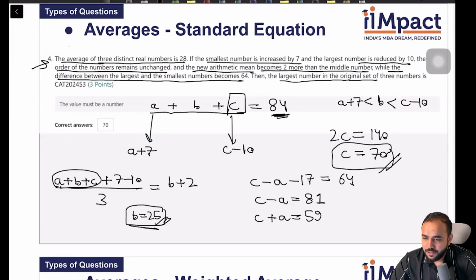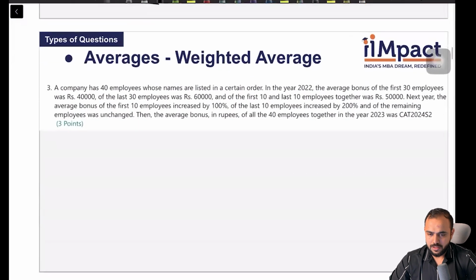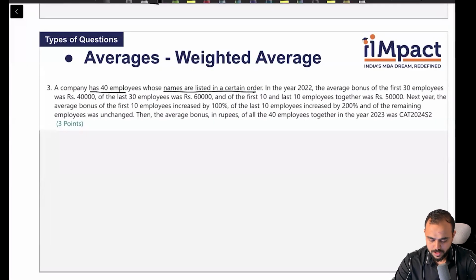There is no minimum maximum asked. There is no addition of a new data point. This is simple equation solving. Correct? All right. So we are slowly making our way towards the harder parts. Now let's talk about weighted average. A company has 40 employees whose names are listed in a certain order.